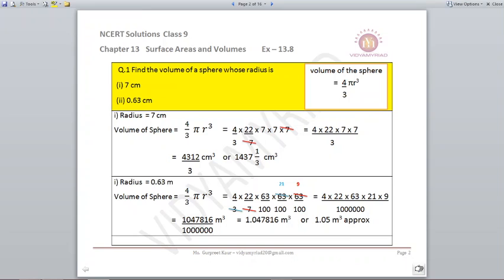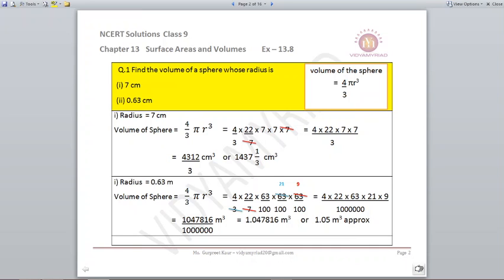So let's begin with question number 1. Here you need to find out the volume of a sphere whose radius is 7 centimeters and 0.63 centimeters. Now we just need the radius here in this sphere. The formula is 4 upon 3 pi r cube. So 4 upon 3 into 22 upon 7 into 7 into 7. You get your answer as 4312 upon 3 centimeters cube, or we can also write it as 1437 1 by 3 centimeters cube.